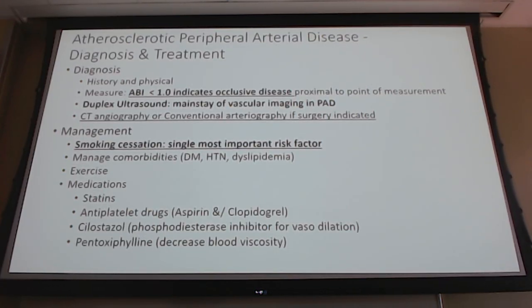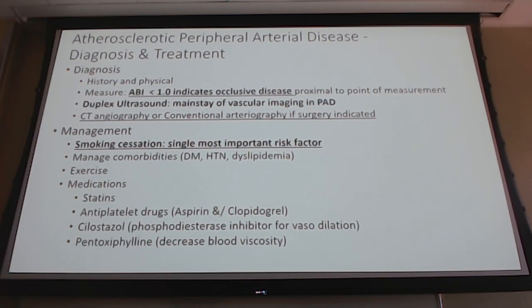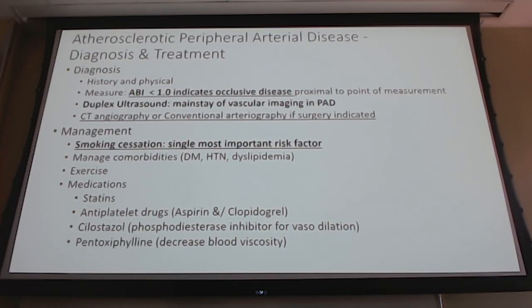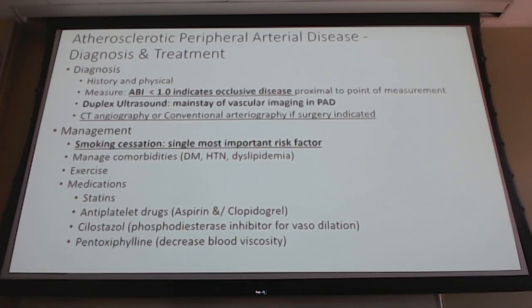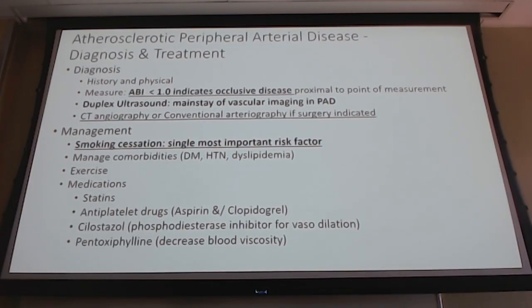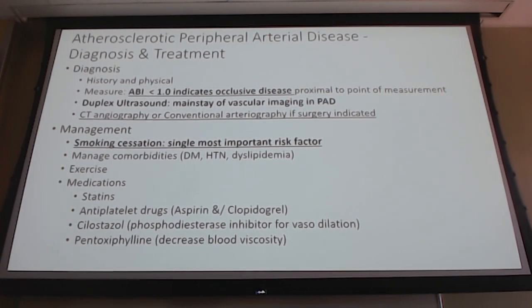Okay. So if you have an ABI of 0.8, you most likely have an occlusive disease in that leg. If they're both 0.8, it may be higher up. How do we find it? Wherever it is, we want to do duplex ultrasound, okay? Looking for PAD. We can also do CT angiography or conventional angiography, angiogram, okay? Especially if surgery is indicated.